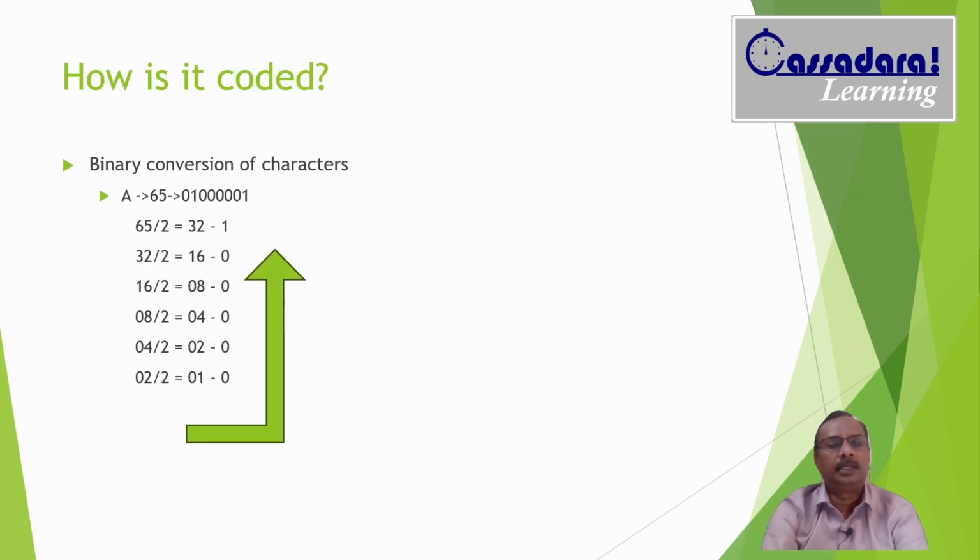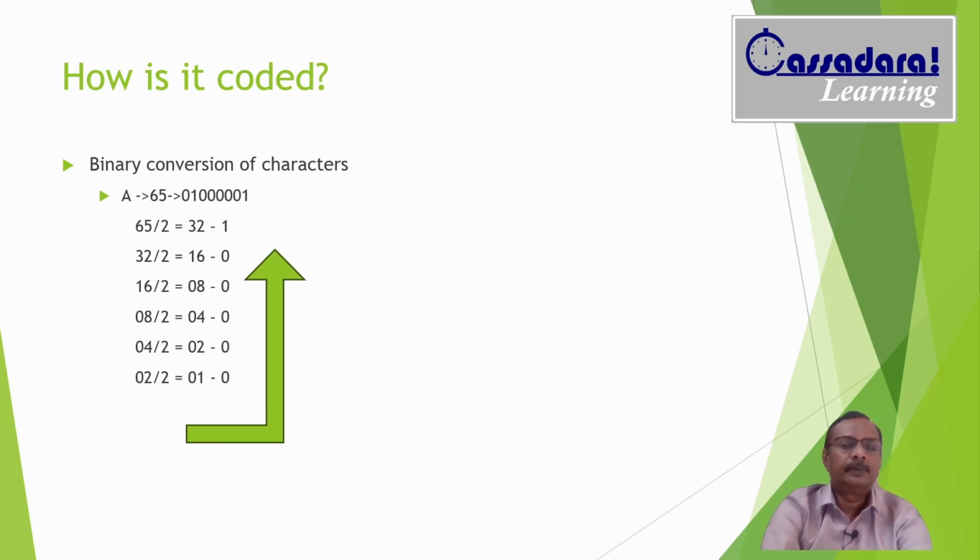So how is it coded? Say for example, let us take the uppercase A. They assign the number 65 to it, and then they convert that 65 to binary, which is an 8 digit number, 0, 1, 0, 0, 0, 0, 0, 1.